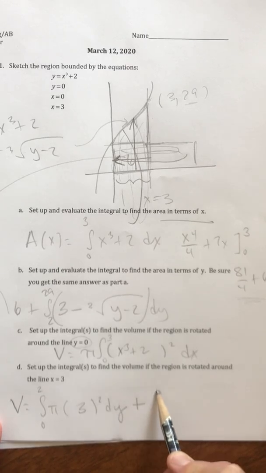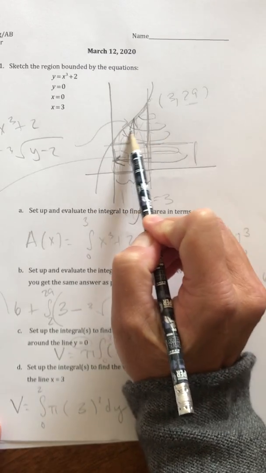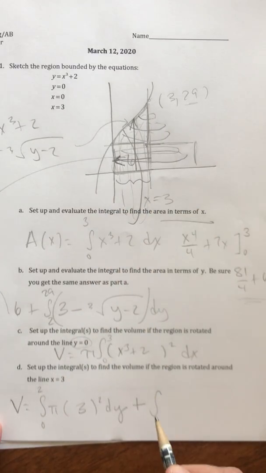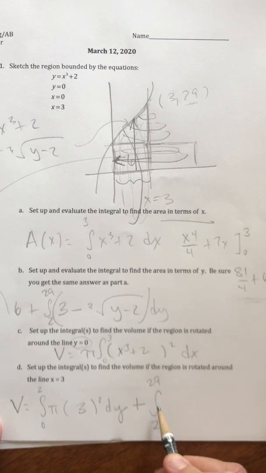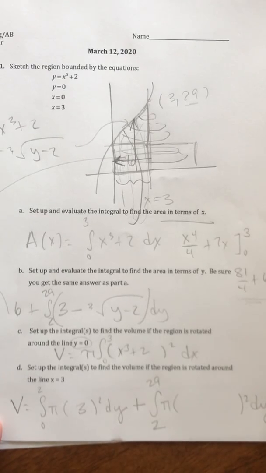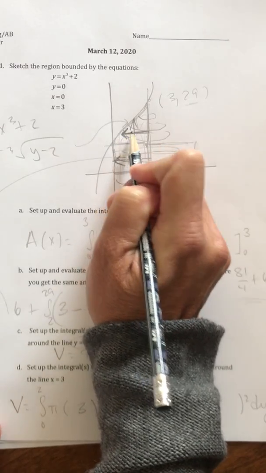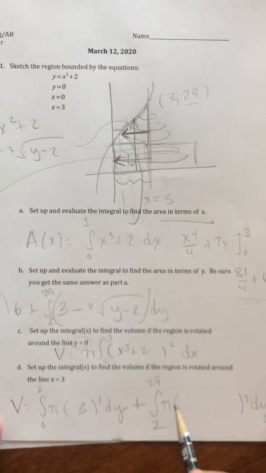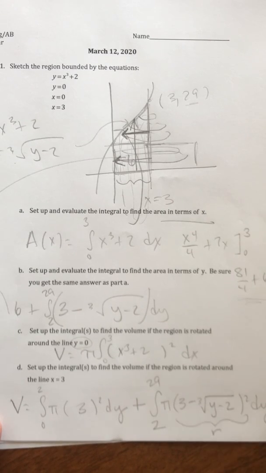Now to this, I have to add this top piece, which is going to rotate this way, make this a very cool shape. So here, my y values are going to go from 2 to 29. Again, each cross section is a circle, so it's pi r squared. Now, my radius, because it goes around from the axis of rotation to my curve, my radius is this piece right here. So it's not the cube root of y minus 2, which is here, it's 3 minus the cube root of y minus 2. And this whole thing is my radius.